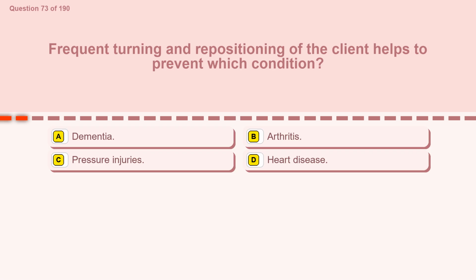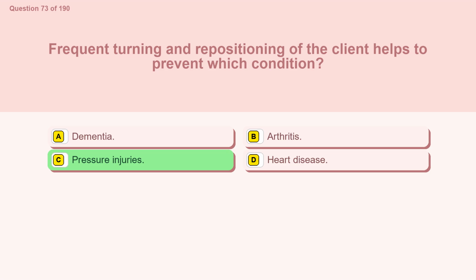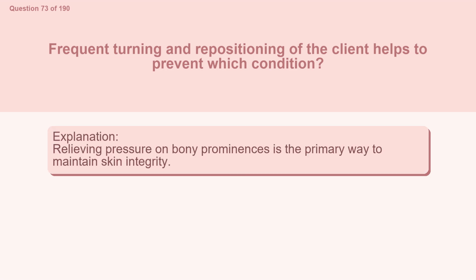Question 73. Frequent turning and repositioning of the client helps to prevent which condition? Option A. Dementia. Option B. Arthritis. Option C. Pressure injuries. Option D. Heart disease. The correct answer is option C. Pressure injuries. Relieving pressure on bony prominences is the primary way to maintain skin integrity.